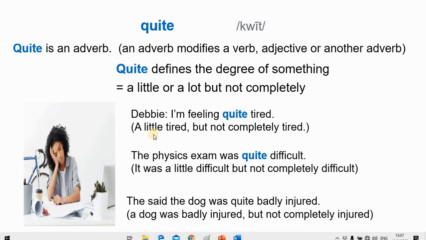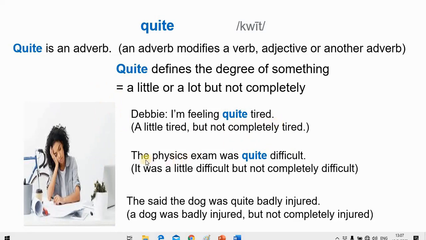So example, we have here Debbie. I'm feeling quite tired. So this means I'm feeling quite tired. This means a little tired, but not completely tired. Not very tired. She's not exhausted, but she's quite tired.